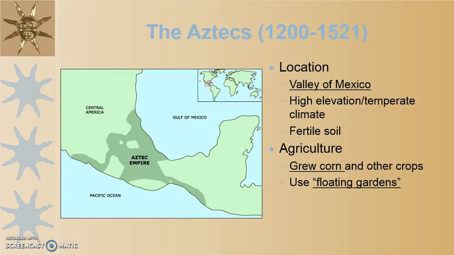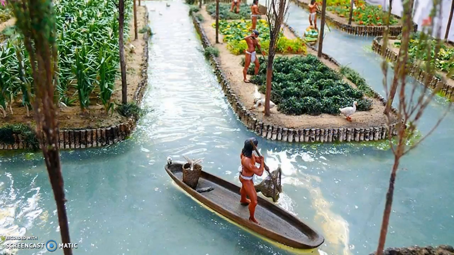And because their environment was a little bit difficult to farm in, they were able to modify it to suit their needs by using floating gardens. And here is an image of what the floating gardens may have looked like. These were created so that they could use the fertile soil near the water and irrigate their crops, and then they could travel around to each little field through small boats.